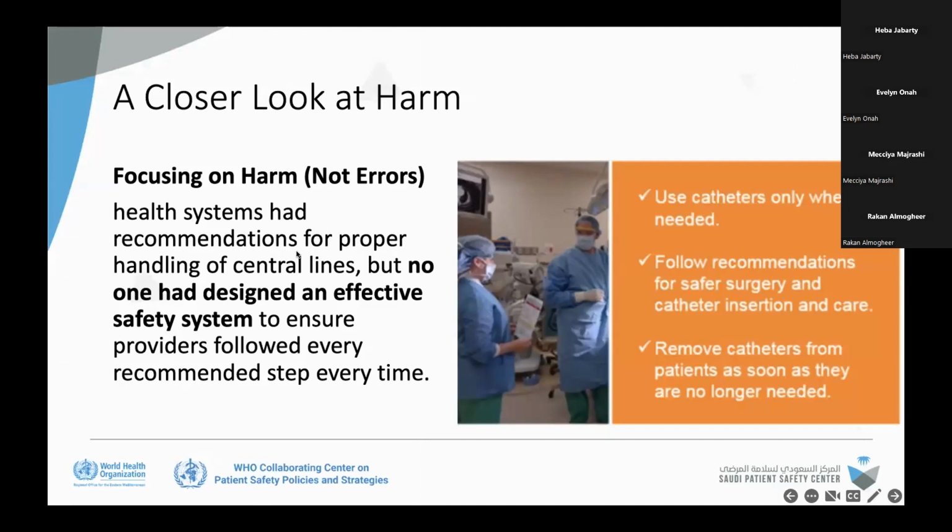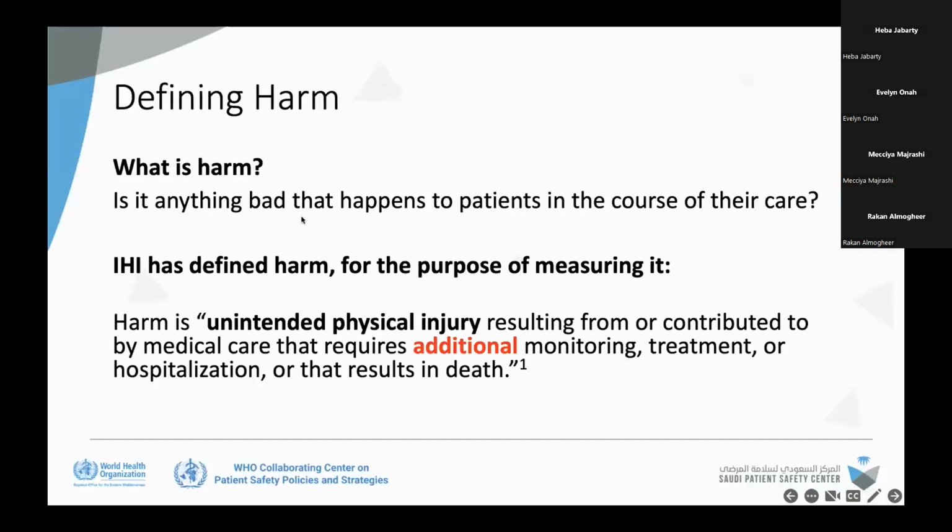For example, healthcare systems have bundles with recommendations for proper handling of central lines. Bundles are there, policies are there, but do you think people designed an effective system? Do you think it is implemented very well? Can we ensure providers follow every recommended step every day? If we have a good system designed to monitor and control these things, we could have saved the organization. And we are now moving to defining harm.